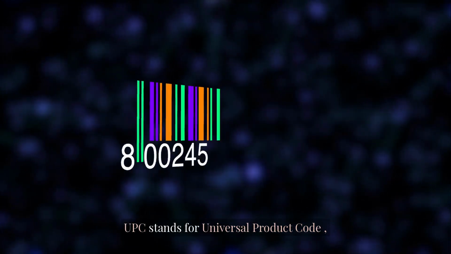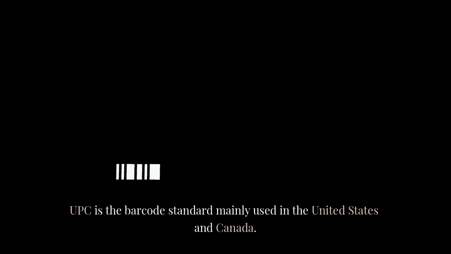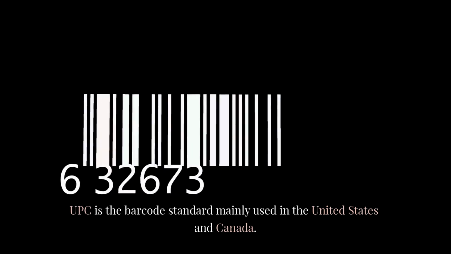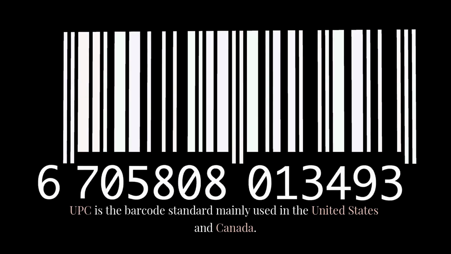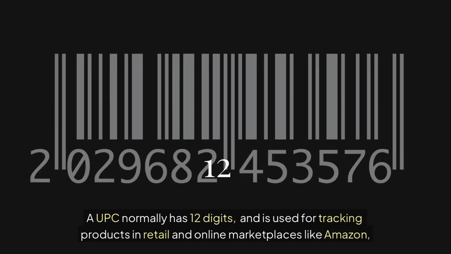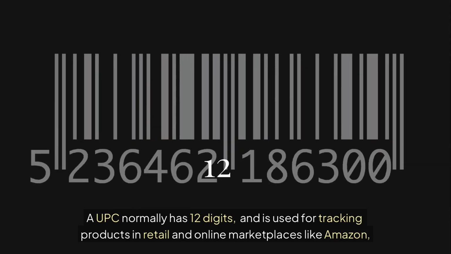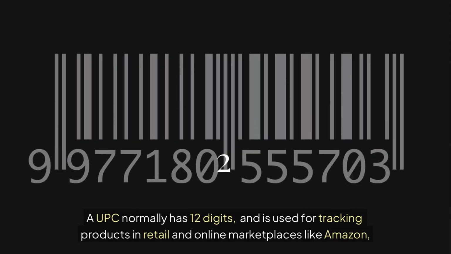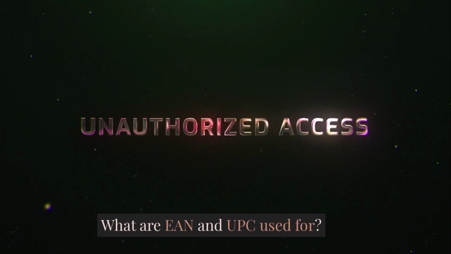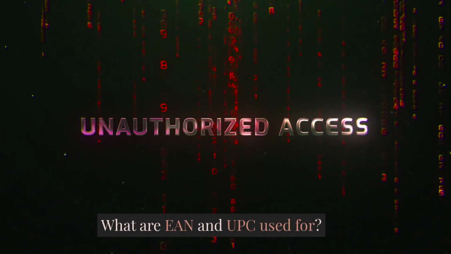UPC stands for Universal Product Code. UPC is the barcode standard mainly used in the United States and Canada. A UPC normally has 12 digits, and is used for tracking products in retail and online marketplaces like Amazon. What are EAN and UPC used for?